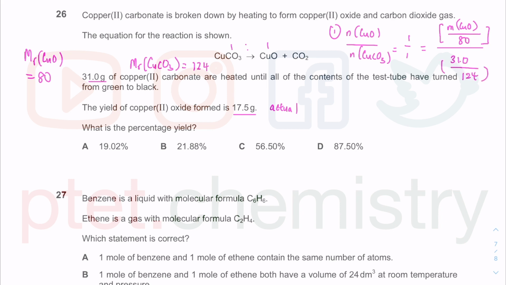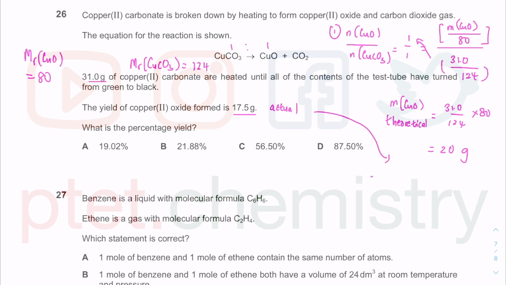So work out the mass of CuO theoretical, assuming 100% reaction. Move this up there. So 31.0 over 124 is altogether just 1 over 1 times this. Move up the 80, and you're going to get 20 gram. So you expect to get 20 gram, but you only get 17.5 gram.